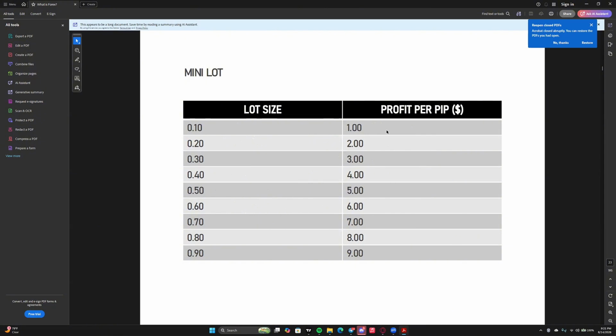You just need to know the first variable. Okay, per pip, how much do I make? How much do I lose per pip for this particular lot size? So the more pips it moves in your favor or against you, just multiply it.